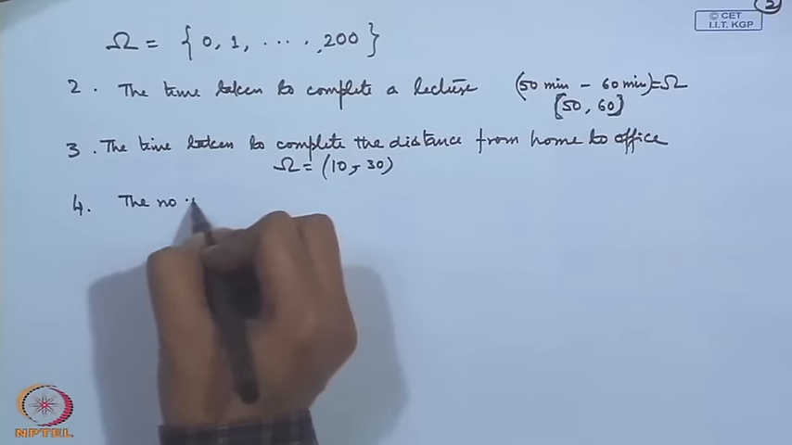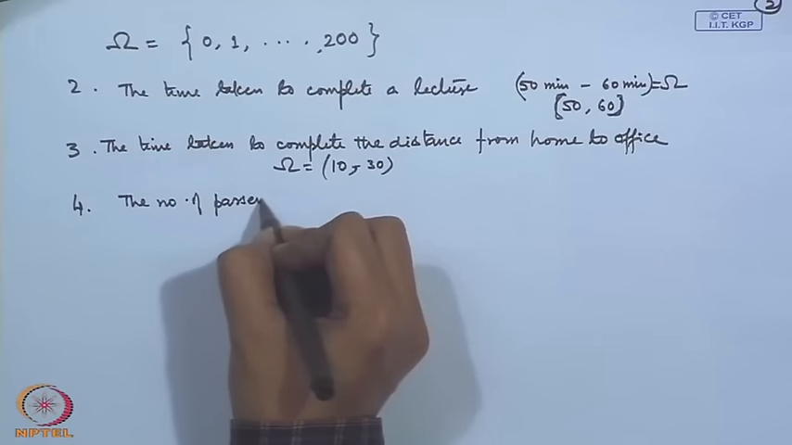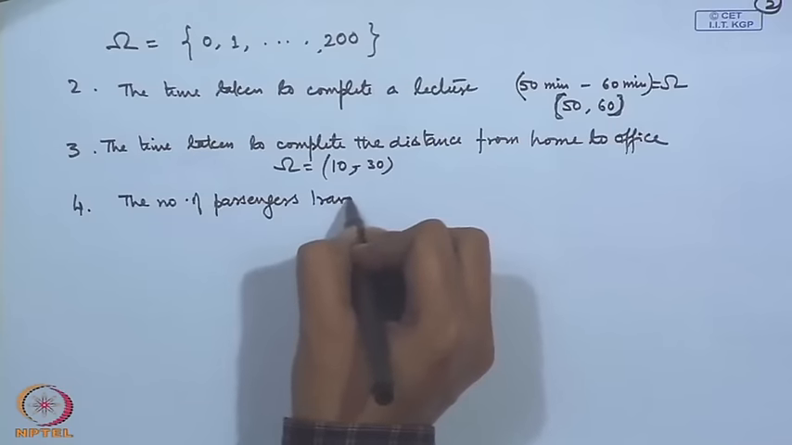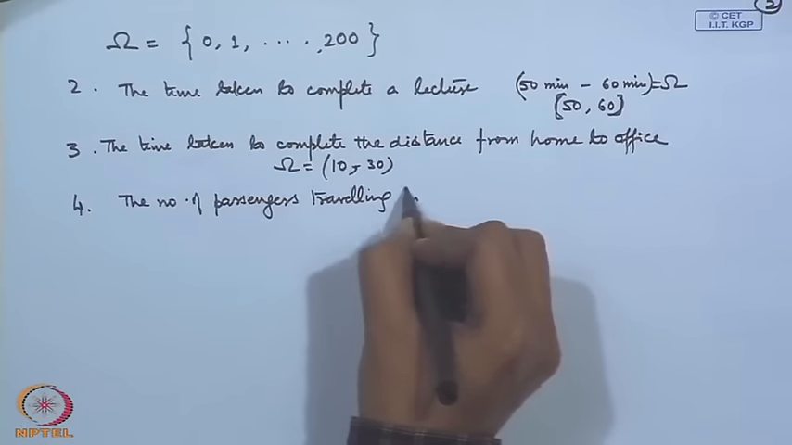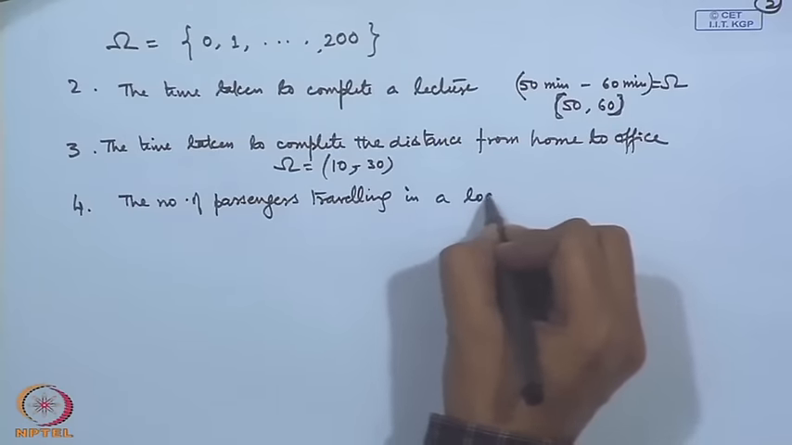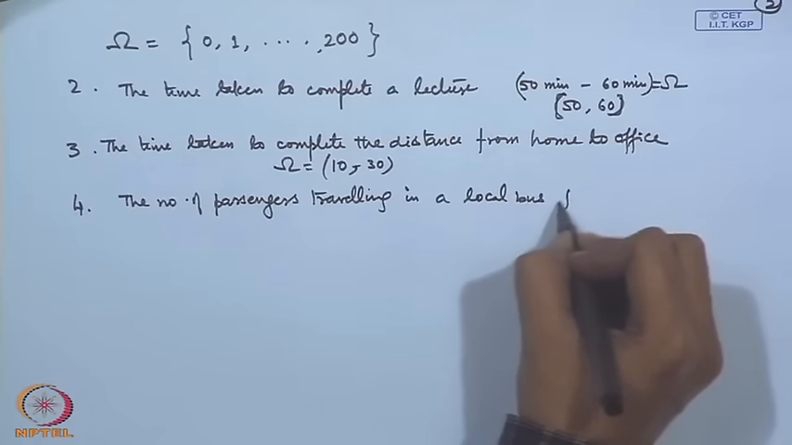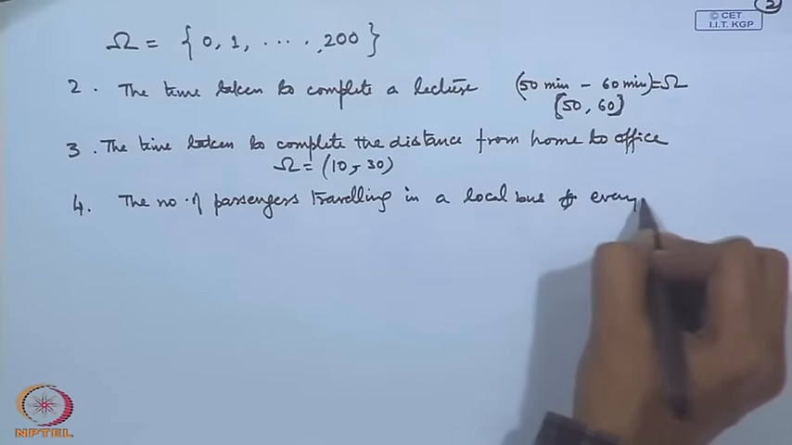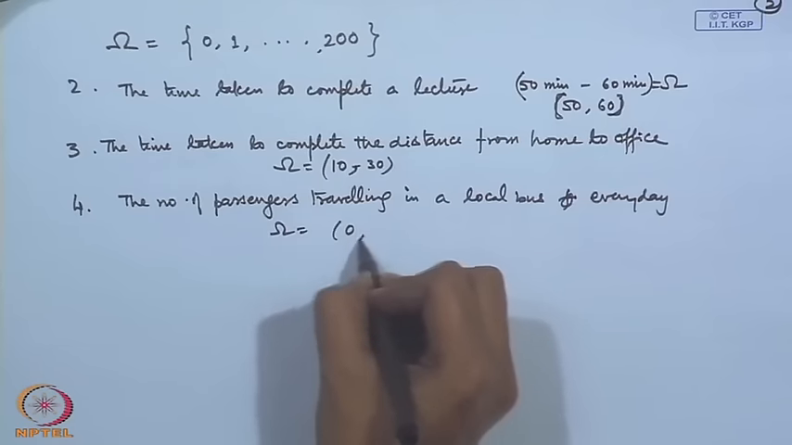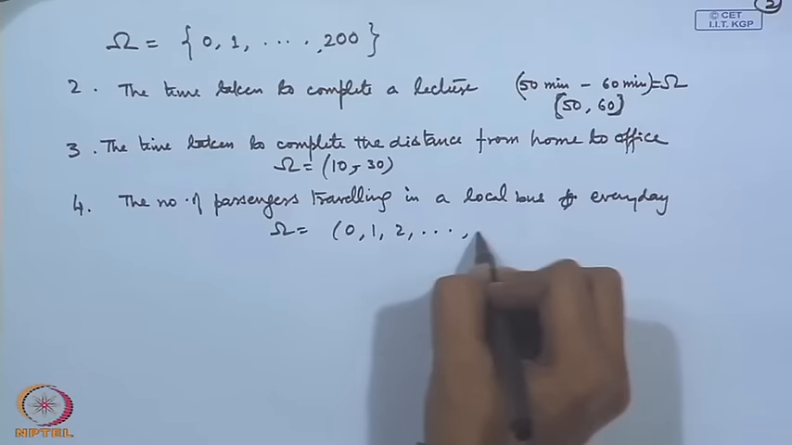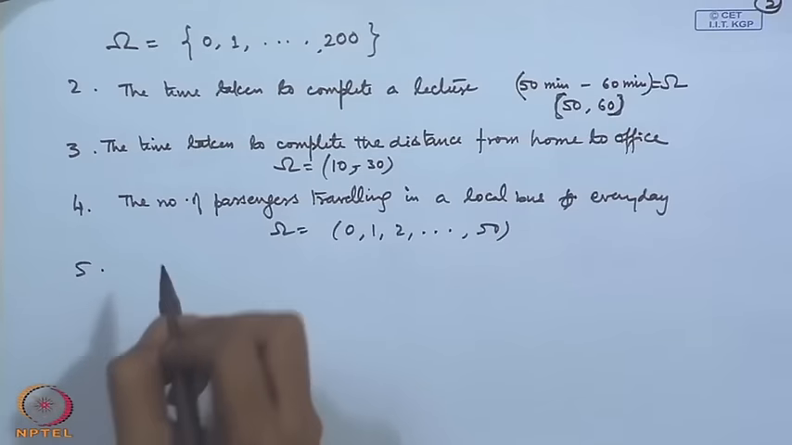The number of passengers traveling in a local bus every day. So, this is an office bus, for example. So, once again it may have the total capacity say 50, and the number of people who may be traveling in this bus may be from 0 to 50 on each day.